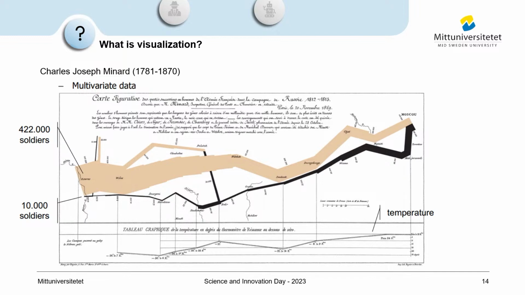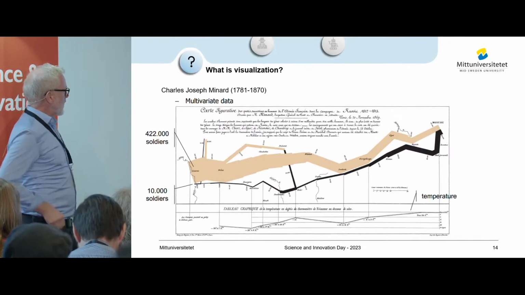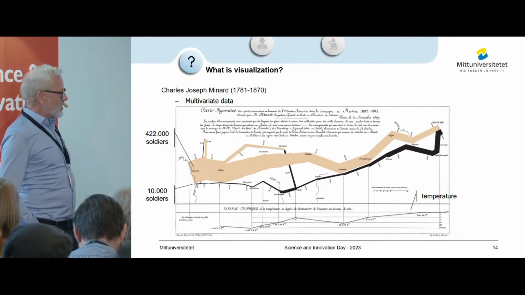And then we also see the black corresponding line, that is the amount of soldiers then going back from having reached Moscow and then trying to come back. And there's a lot of things illustrated in this very condensed image. We have map information, we have temporal information, we have the number of people.